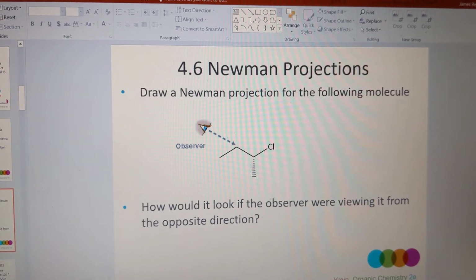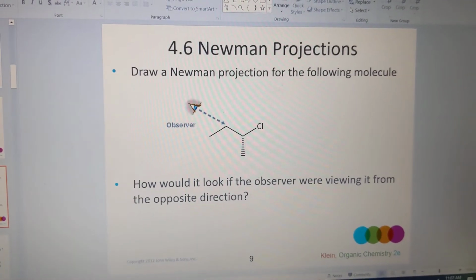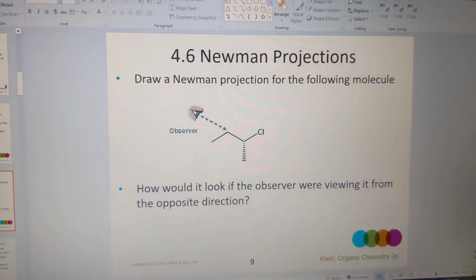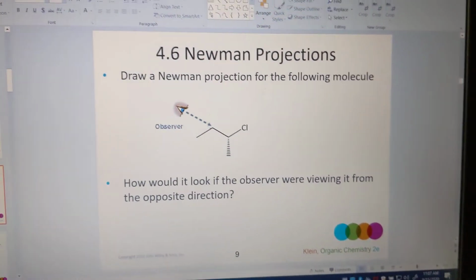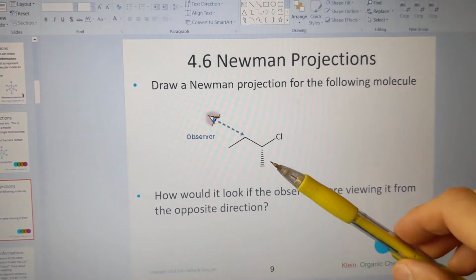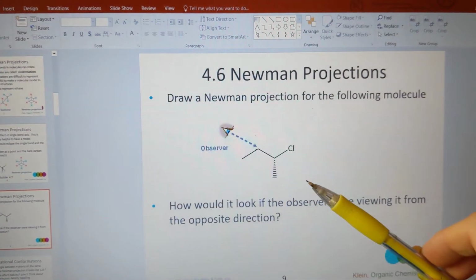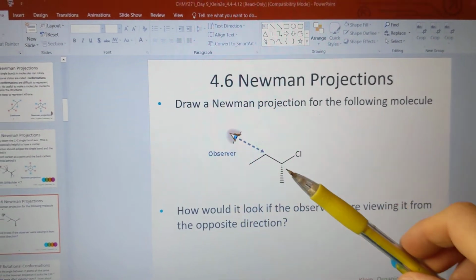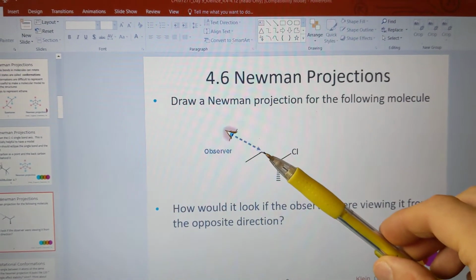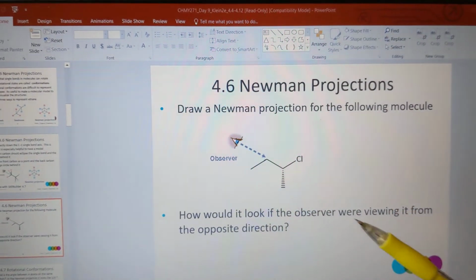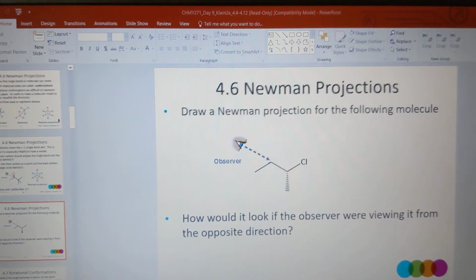So notice the second question on the slide here says we want to draw the Newman projection viewing it from the opposite direction. So that would be, instead of viewing it from where the eye is pointing down, I'm viewing it in the opposite direction. So here I'm viewing it from the carbon 3, carbon 2 bond. I'm viewing it up in this direction, so the chlorine is on the front carbon.